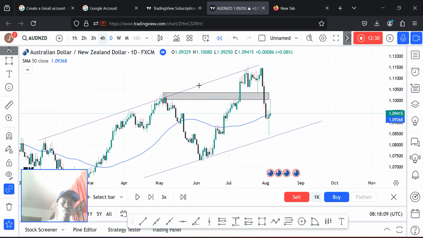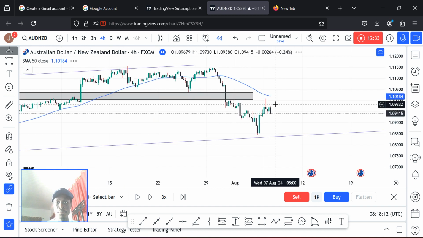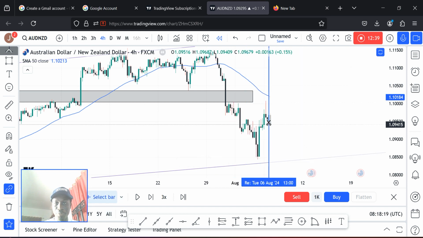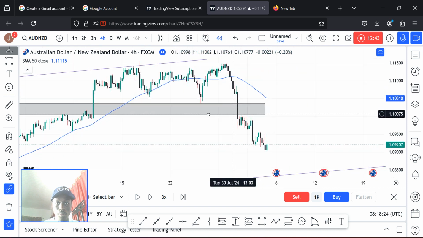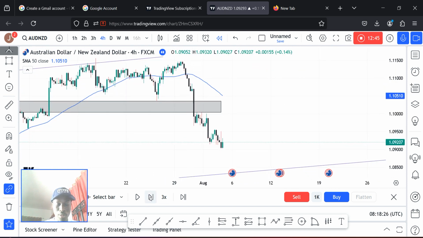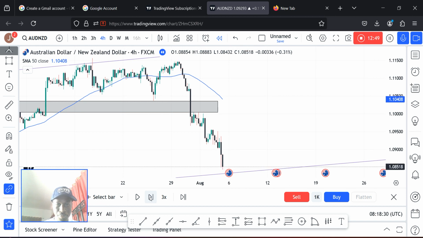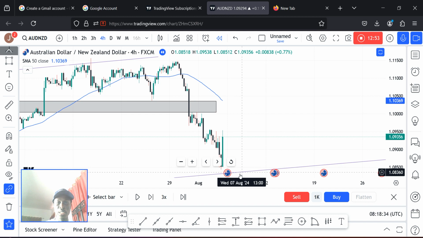So we move back to the 4-hour time frame. That's where we'll be taking our entries from. So we have to see what happens over here. And we can clearly see the market has approached the trend line.